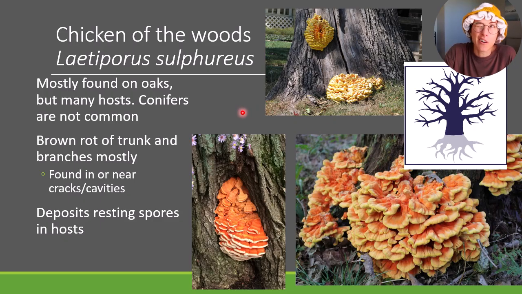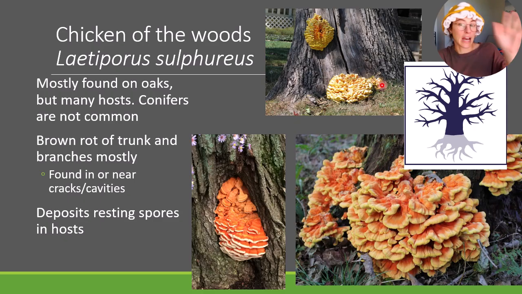And then there's conifericola. I think I'm getting that species name right. That's going to be more of the Laetiporus that gets on conifers, and that's more common out west. Okay? But this one specifically is mostly found on oaks, though it can be on many hosts. Generally, when we find it, or at least when I find it, it's on the trunk and the branches, typically on or near cavities and cracks.